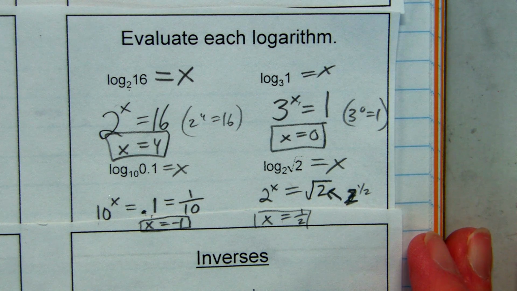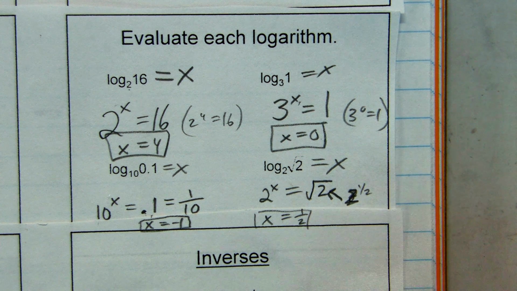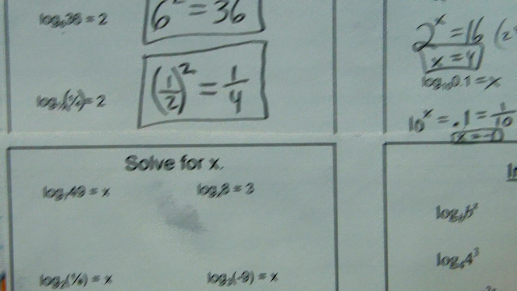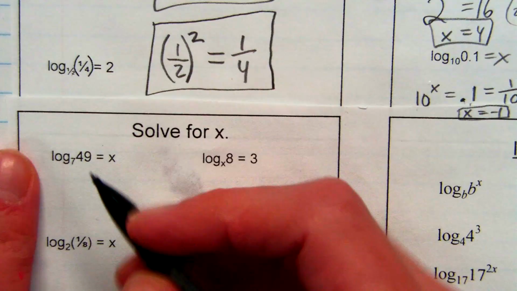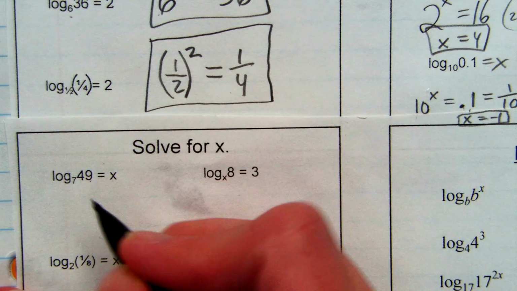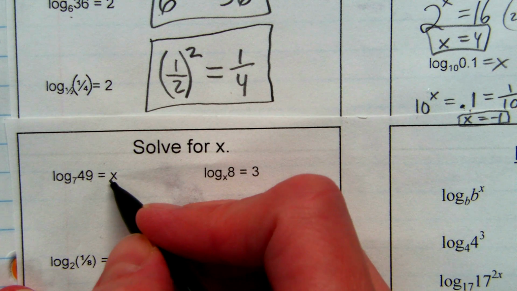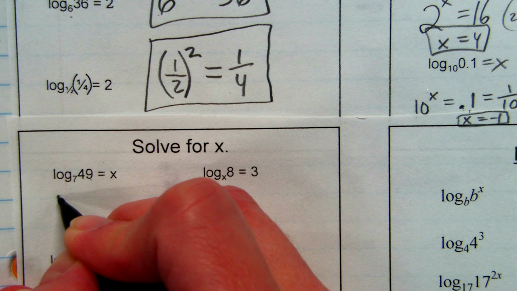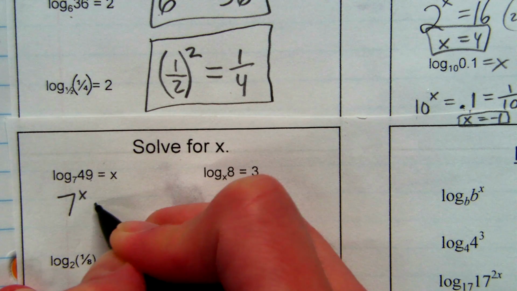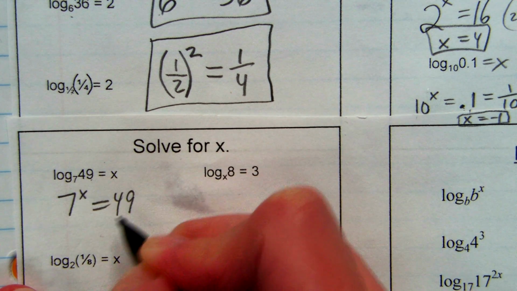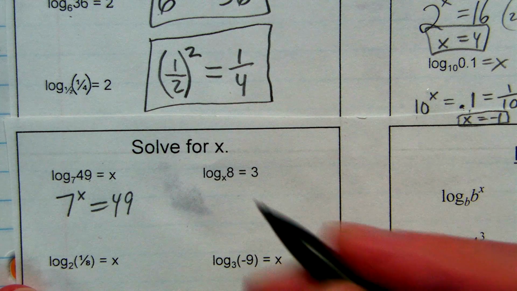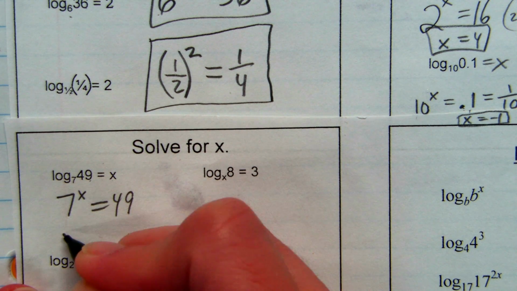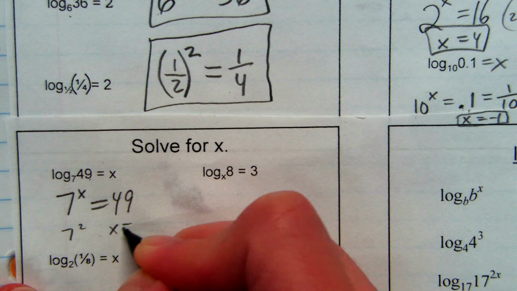All right, so now we're going to go down to some more equations, but they may have x in different places. So we have log base 7 of 49 equals x. How do I write that in exponential form? It's going to be 7 to the x equals 49. So what power of x makes 7 into 49? 7? So 7 to the 7th power would be really big. It would be 7 squared. So x must be 2.